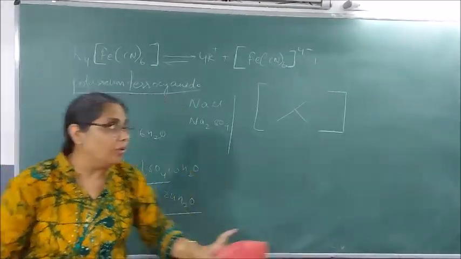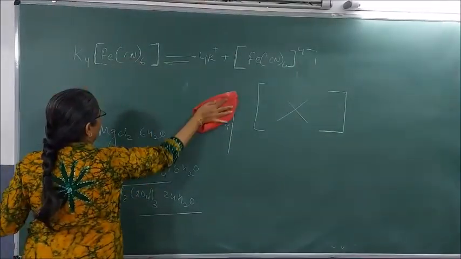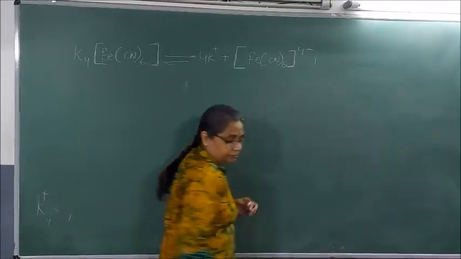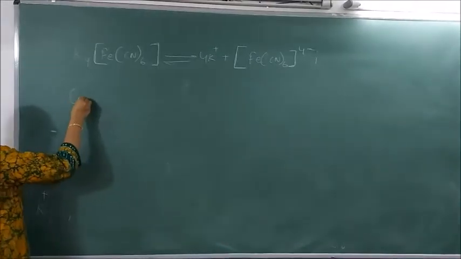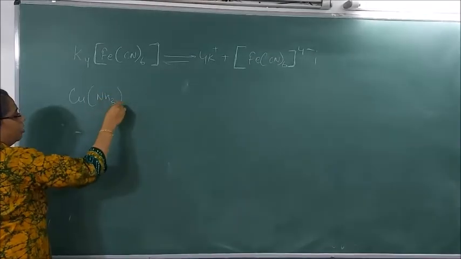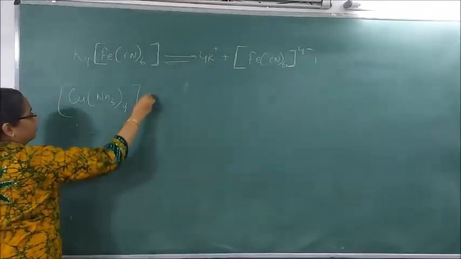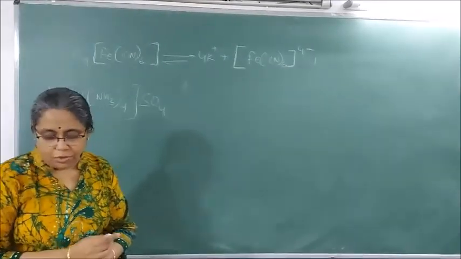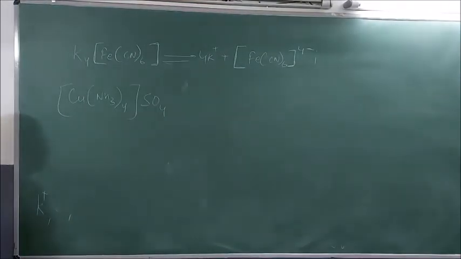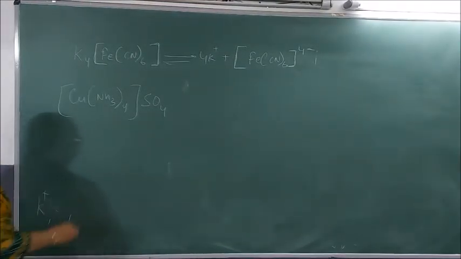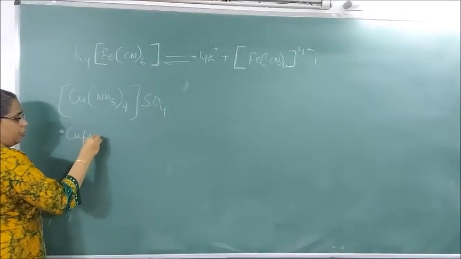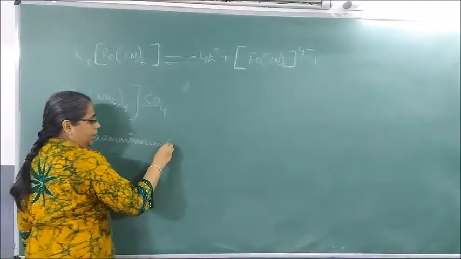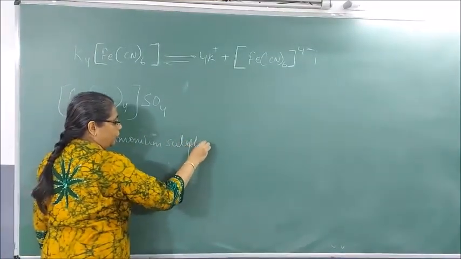Okay, so here we saw a complex ion where the anion was complex. Now we will see one cationic complex. Let us understand. [Cu(NH3)4]SO4. What is the name of this compound? Cuprammonium sulfate. This is again a common name.